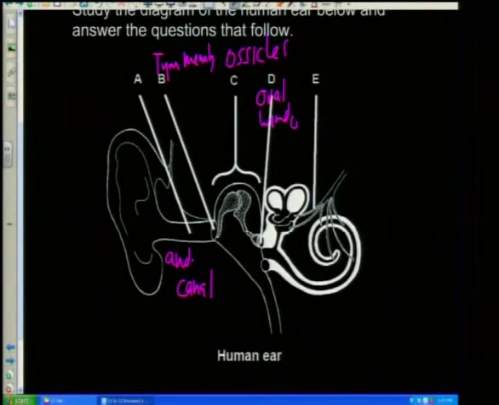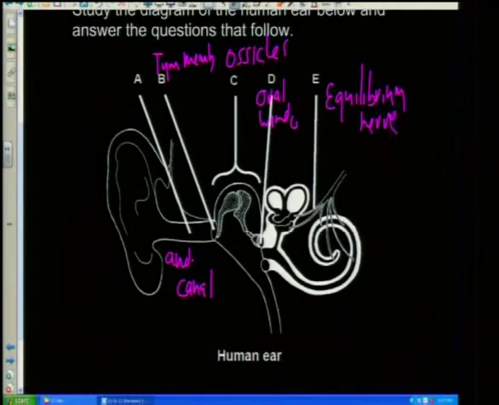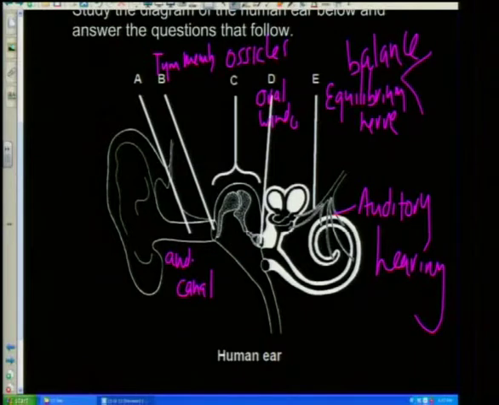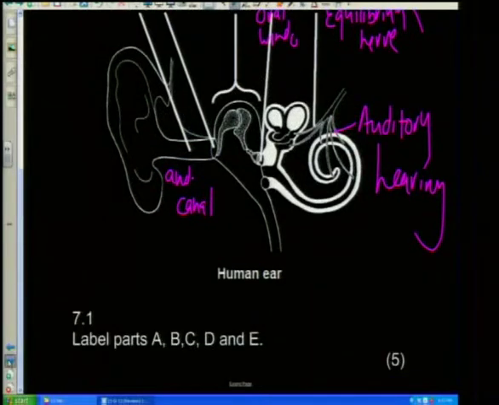And E, look at where this nerve is coming from. It's coming from the semicircular canals and the sacculus. So this branch of the nerve is called the equilibrium nerve. This branch of the nerve here coming from the cochlea, that is the auditory nerve. This one is for hearing. This one is for balance. Got it? Good, labeling the.